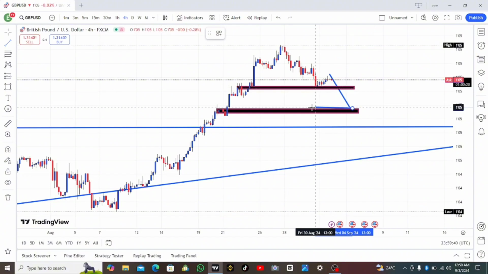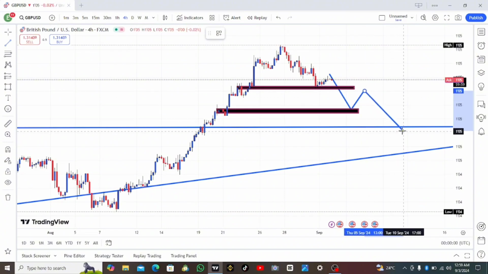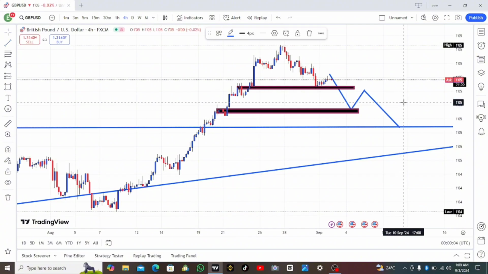So we will expect a reaction from this support level. You understand? We will expect a reaction from this support level to the upside, maybe possibly around here, before we see another distribution to the downside. You understand? That's how we do top-down analysis. If you do your top-down analysis properly, the market will not be hard for you.